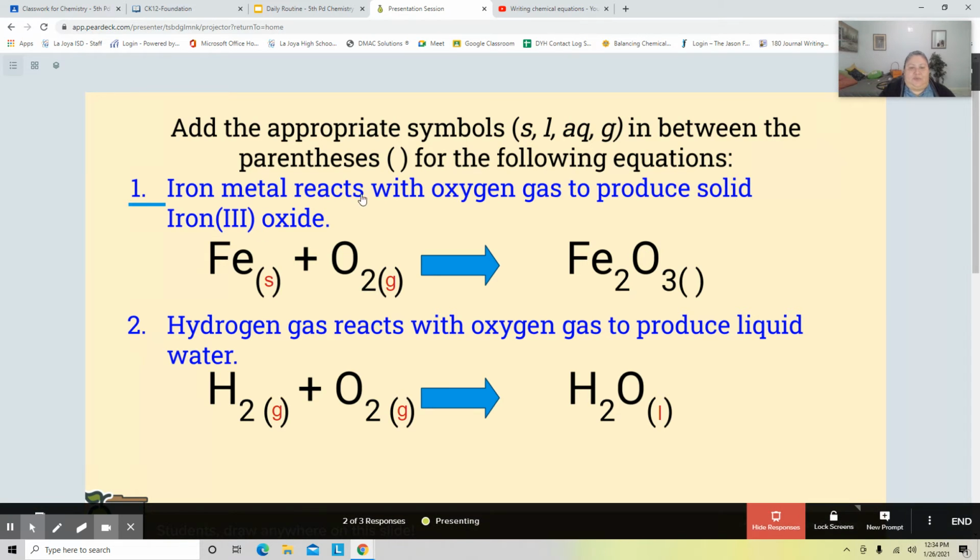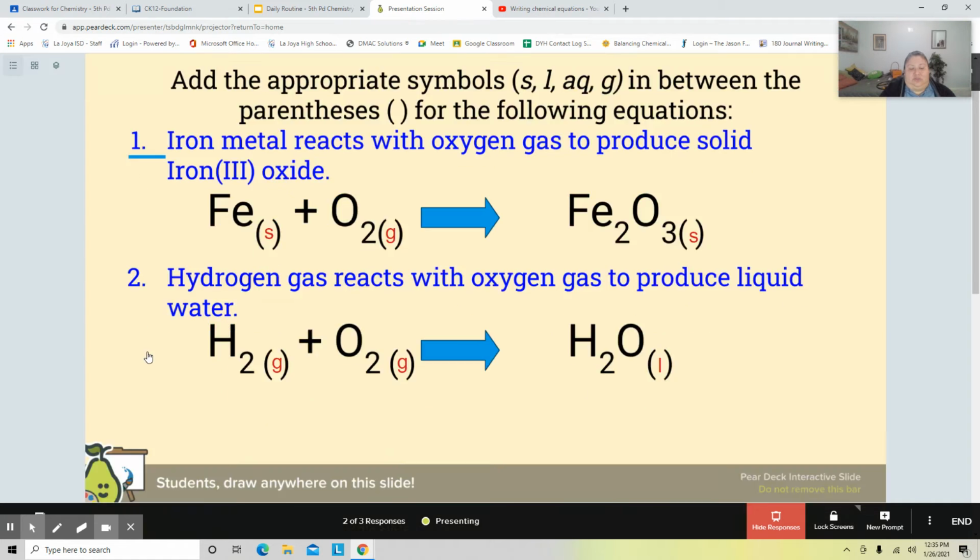And then if it says reacts with oxygen gas, because it says it in the name, oxygen gas is definitely going to be in the gas state. And then for the last one, iron 3 oxide, it says in the sentence that it's in the solid form, so they put an S in here. Great job.